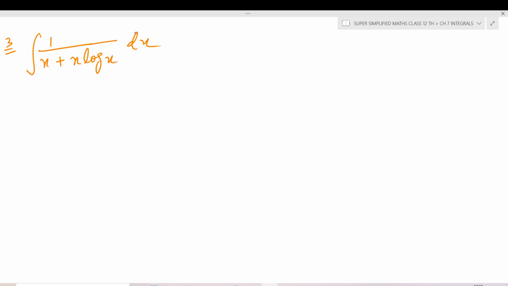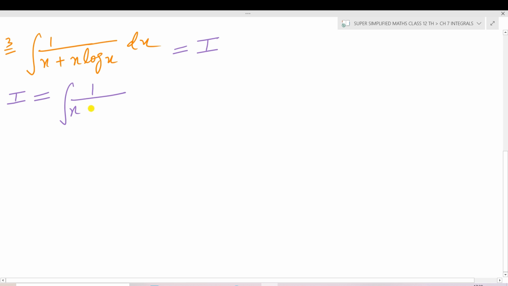So in question number 3, you can see apparently we don't find any term to be the derivative of any other term. So in that case, when you don't see any one term is the derivative of some other term directly, you try to simplify the expression further. So let us do that. And from the denominator, I take x common. So this denominator becomes 1 plus log x dx.